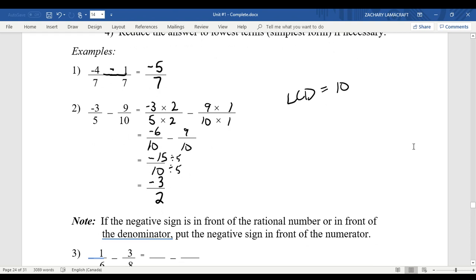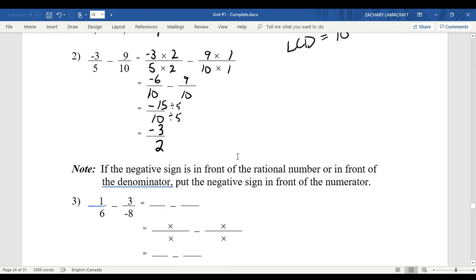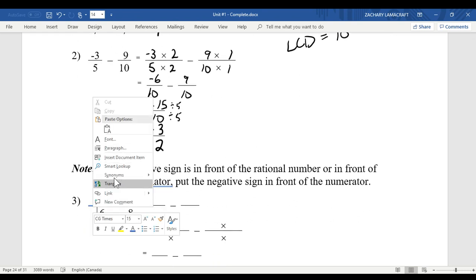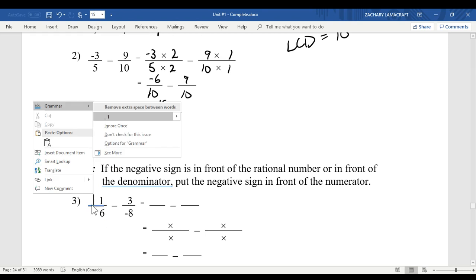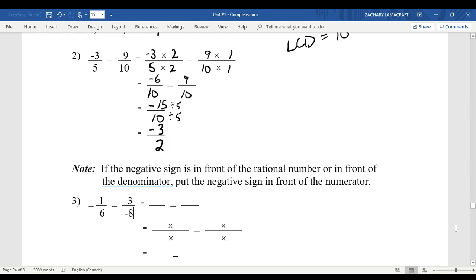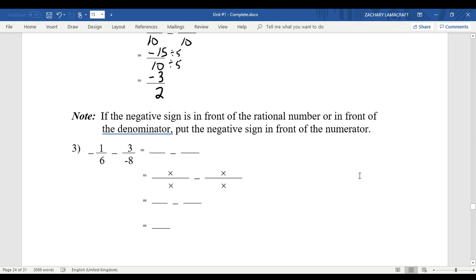So once again, it says the note that we want to put the negative sign in front of the numerator. You guys should get that by now, but the first thing you'd want to do is put that negative sign right in front of the numerator. So in this case, we have -1/6 minus 3/-8. So all I'm going to do first is put those negative signs on the top number, or the numerator. And then what would be something we can multiply both 6 and 8 to?